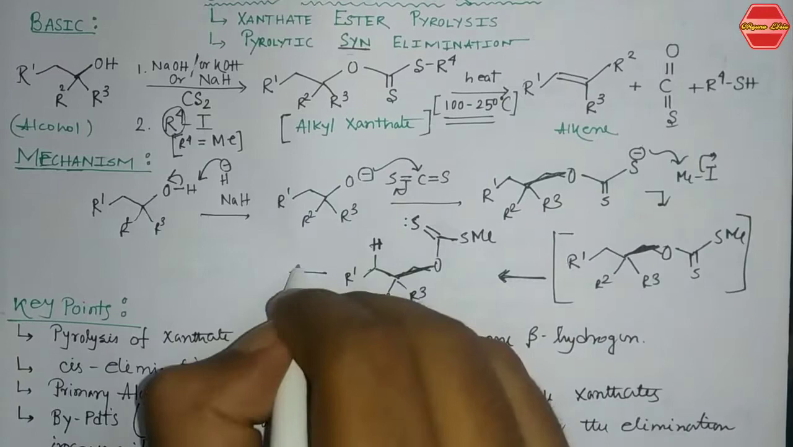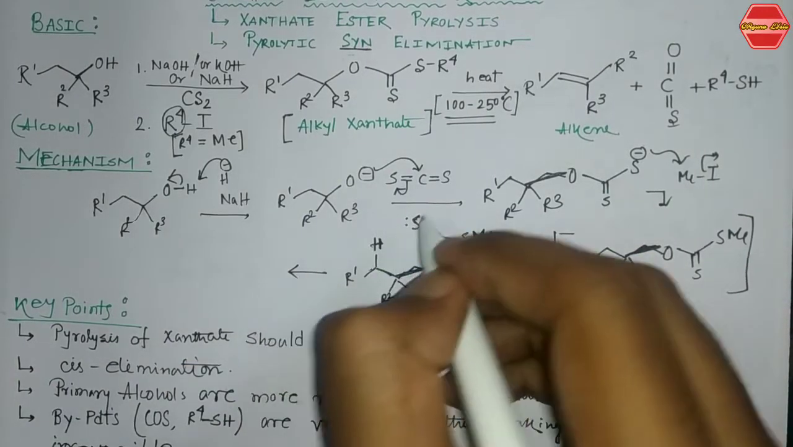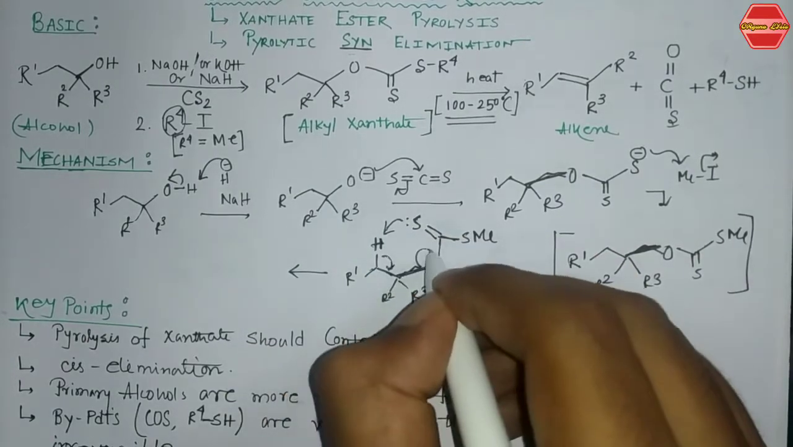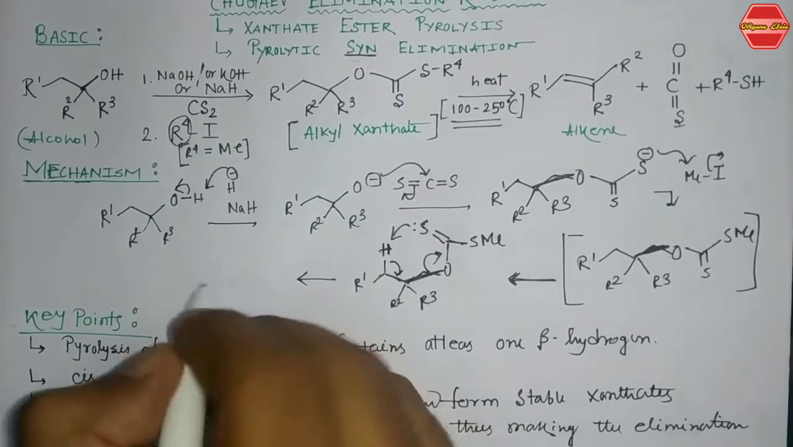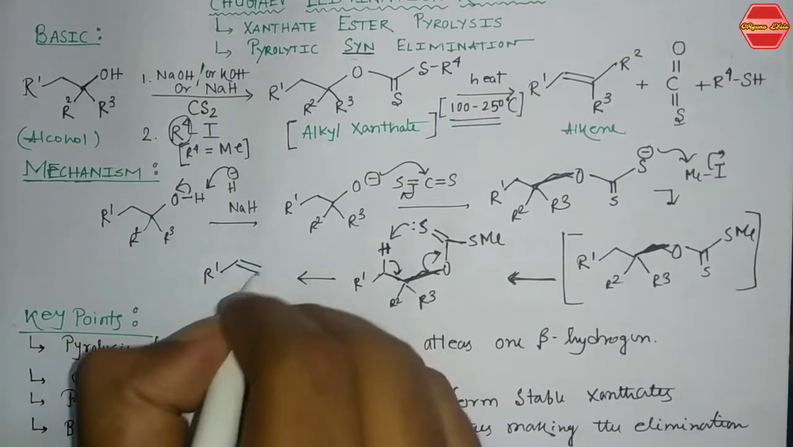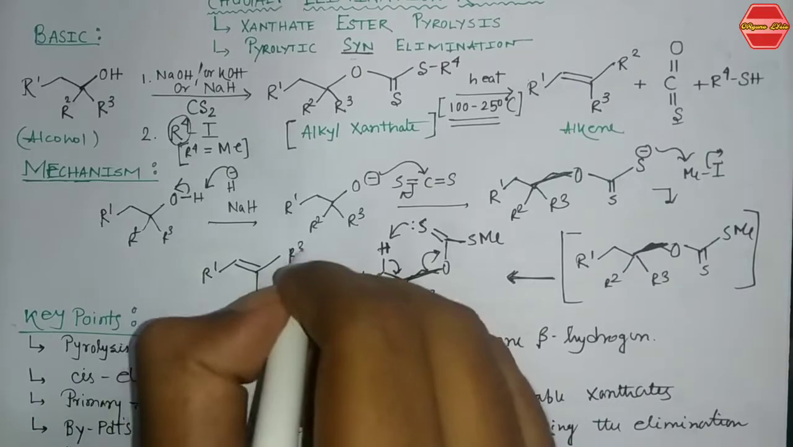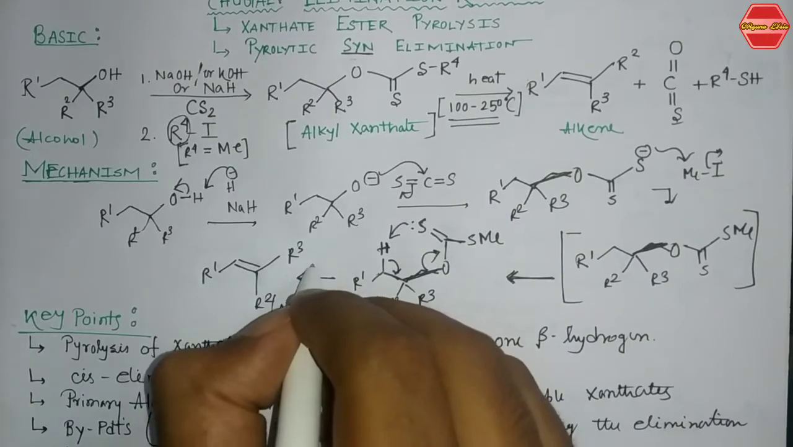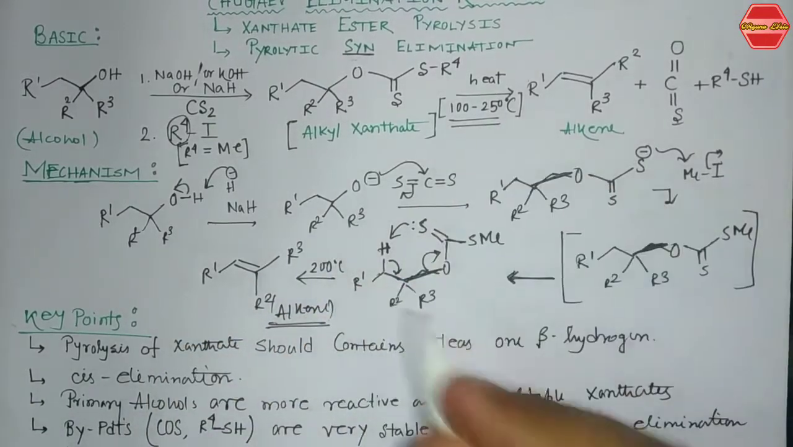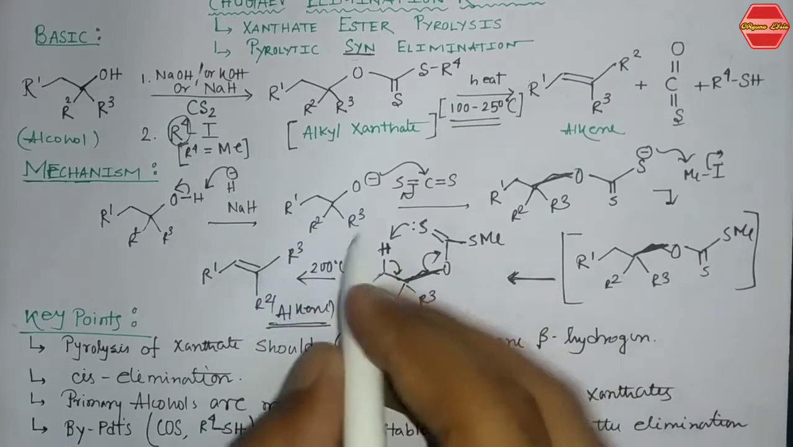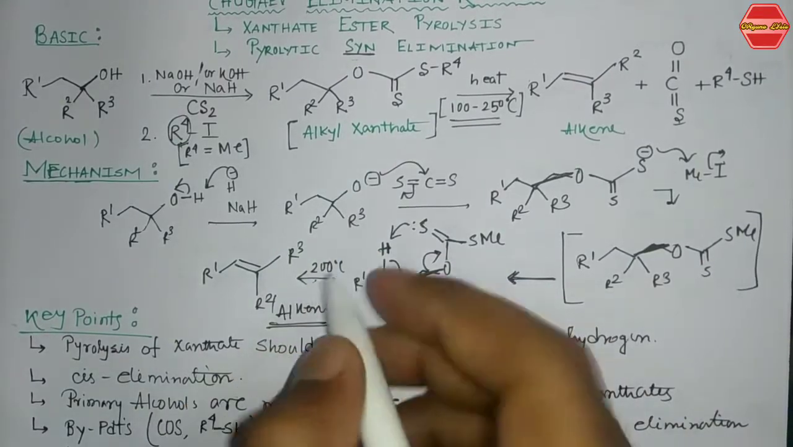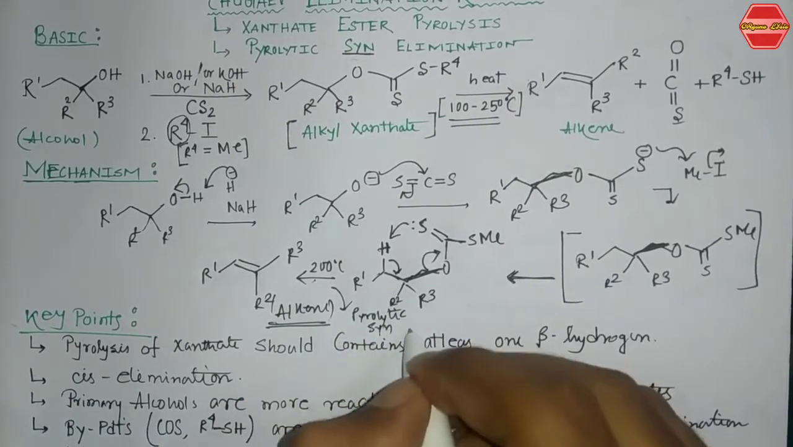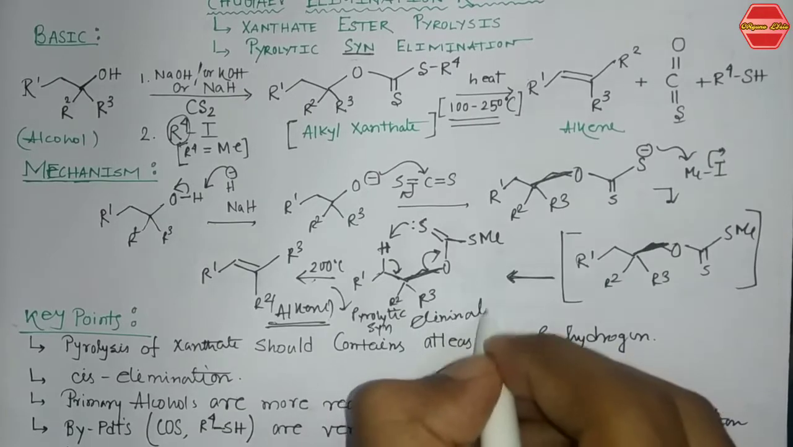So if you heat this compound, this compound follows a 6-membered cyclic transition state, and by using this you get the alkene over here. So from here you can see that you get an alkene, R2 and R3. This is what you get from an alkene by using this one. So if you heat at 200 degrees Celsius, or 100 to 250 degrees Celsius, you get this elimination reaction, and this is your pyrolytic syn elimination. So this step is basically the pyrolytic syn elimination.